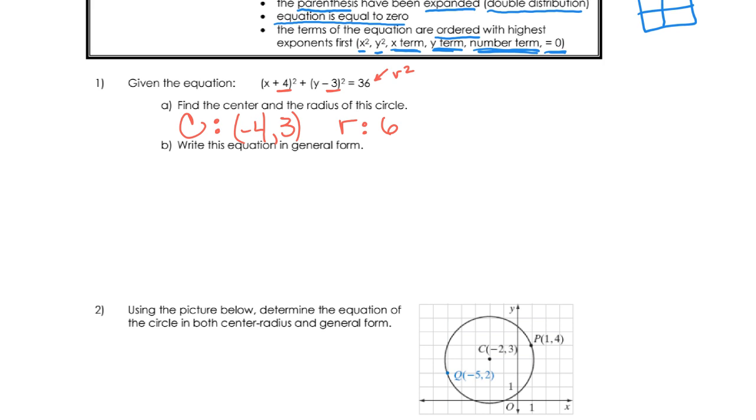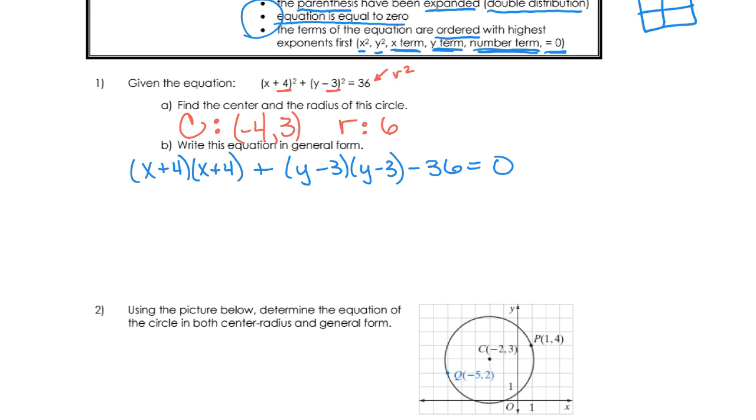Okay. Now, part B says write this equation in general form. And so we have to remember general form is these 3 bullets up above. That x plus 4 all squared really means x plus 4 times itself, x plus 4. Then there's a plus sign here. Don't forget it. And y minus 3 all squared means y minus 3 times y minus 3. I'm going to go ahead and do the second bullet where it says that the equation has to be equal to 0. So I'm going to subtract my 36 and then remember to put my equal 0. I do all of that in the first step.